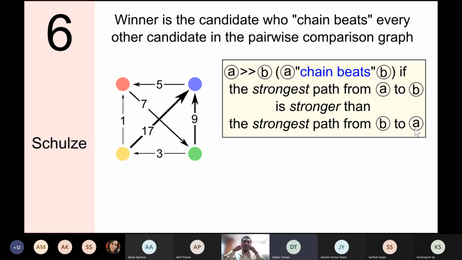Okay, so it's a bit of a mind bender, but what it's doing is that it's comparing strongest paths in the opposite directions, from A to B and from B to A, right? And whichever is stronger, we say that in that direction, the candidate chain beats the other. Okay. So let's look at an example to understand this better. So I claim that red chain beats green. Okay. Can anyone explain why?